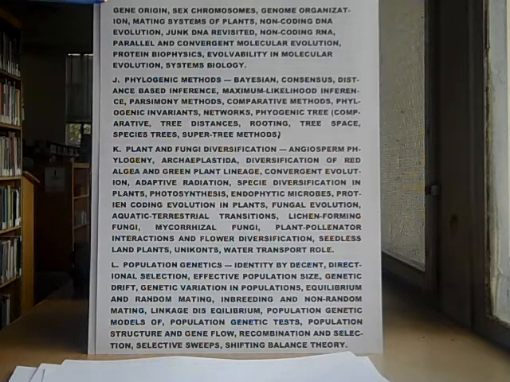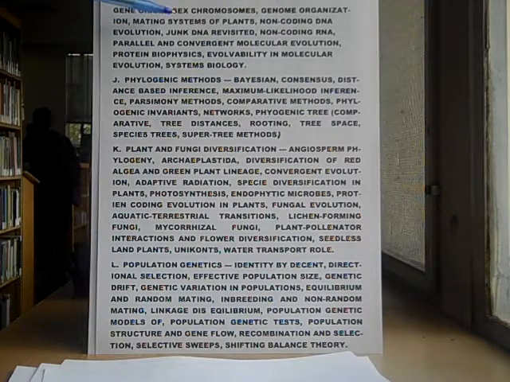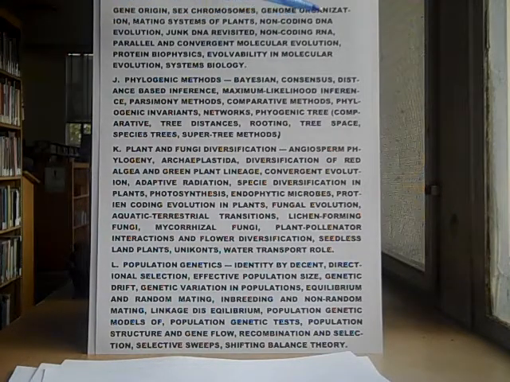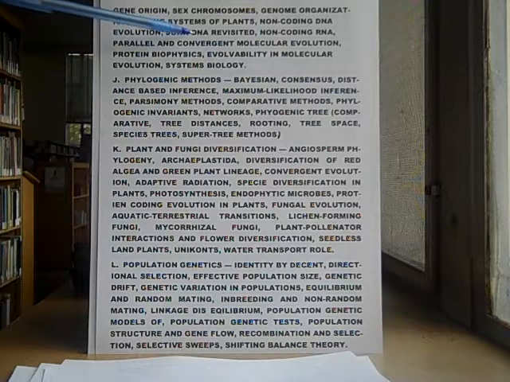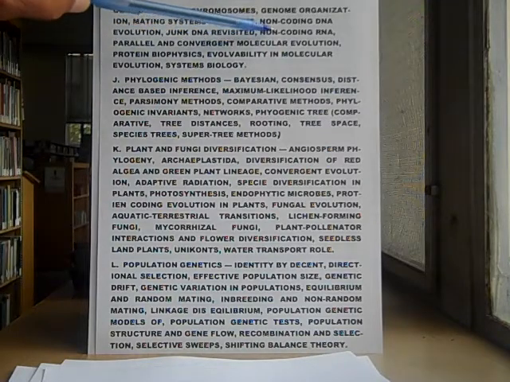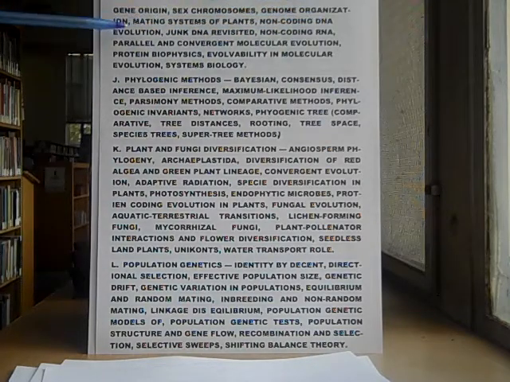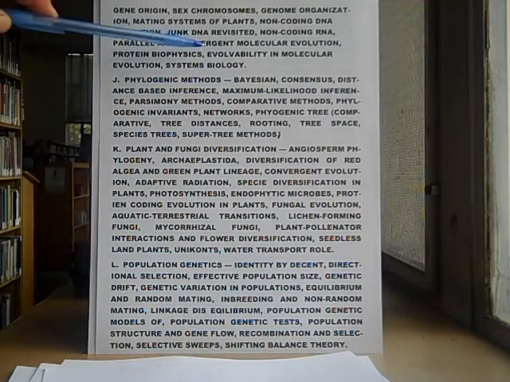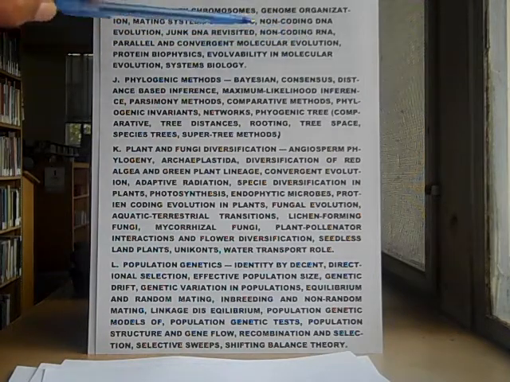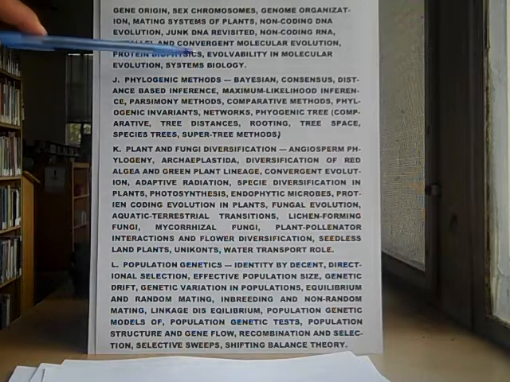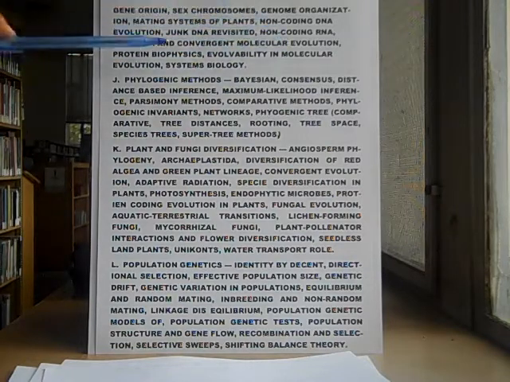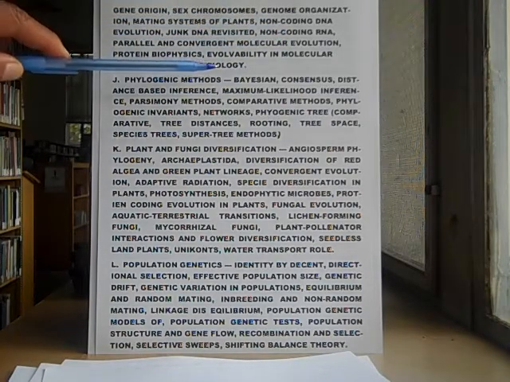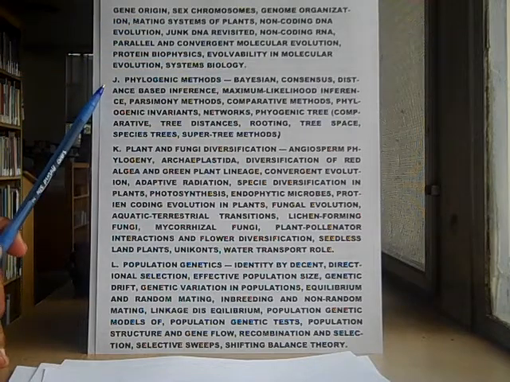Continuing, gene origin, sex chromosomes, genome organization, mating systems of plants, non-coding DNA evolution, junk DNA revisited, non-coding RNA, parallel and convergent molecular evolution, protein biophysics, evolvability in molecular evolution, systems biology. We'll go to J now.